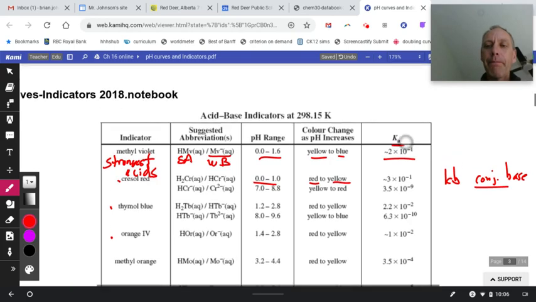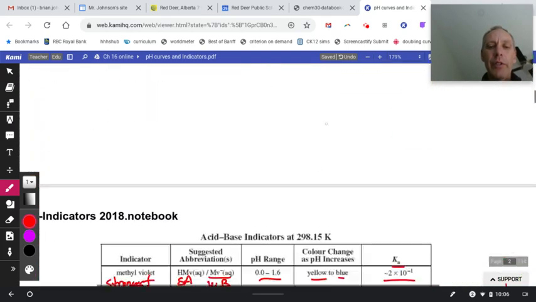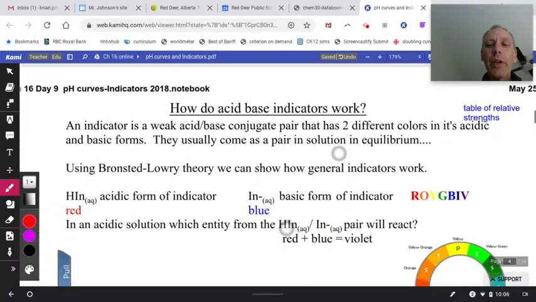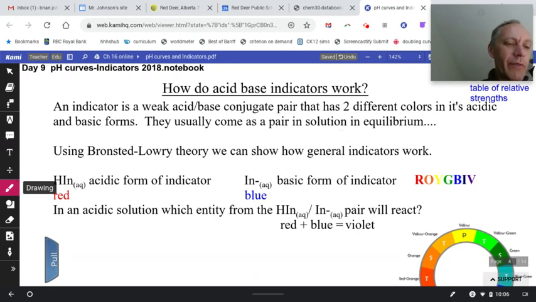Whoops, okay. Let's jump back. Where are we going here? Okay, so past this table, we'll use that later. How do acid-base indicators work? I know you're going to think I'm a huge nerd, but I really find this interesting. So an indicator is a weak acid, weak base conjugate pair. Okay, they always come in pairs.